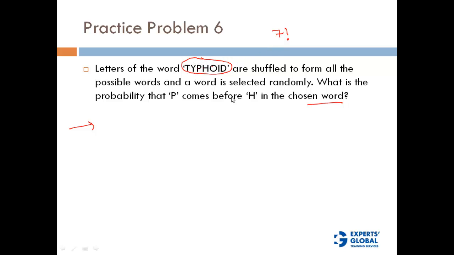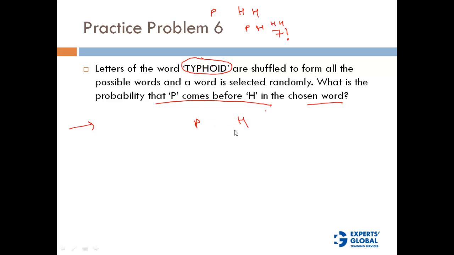Now how do we figure out this part? The probability of P coming before H. P can come before H where P is in first position and H could be anywhere, or P could be in second position. In that case, H will have to be in third, fourth or fifth position, and so on. So this is going to be very complex to do, but if you look at it, either P will come first or H will come first.